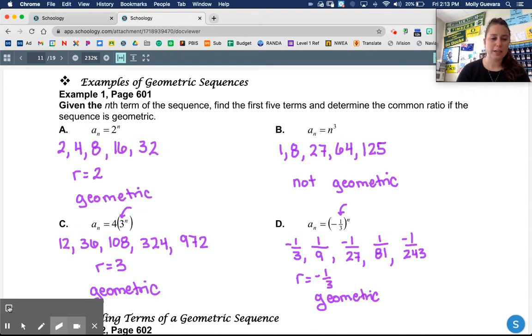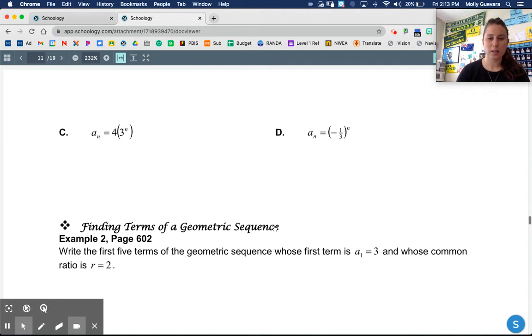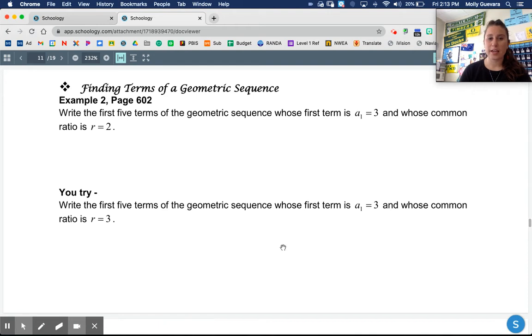So hopefully just recognizing it is not so bad here. Now let's find a specific term. So here the example says, finding the terms. Write the first 5 terms of the geometric sequence whose first term is 3 and whose common ratio is 2. So all that means is, hey, my first term is 3, and I'm just multiplying by 2 every time.